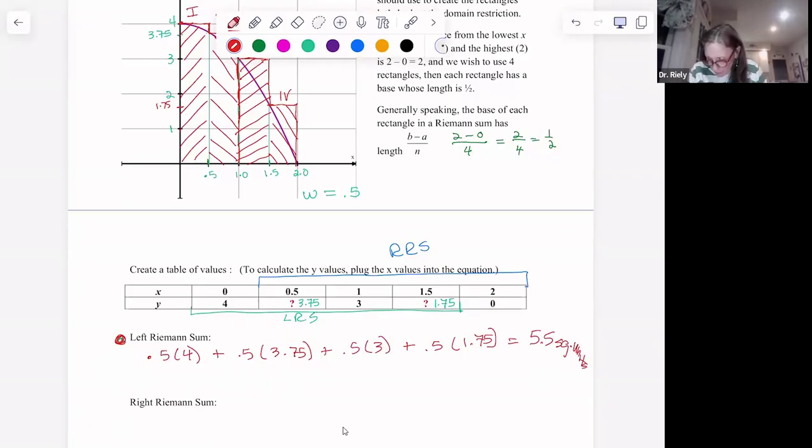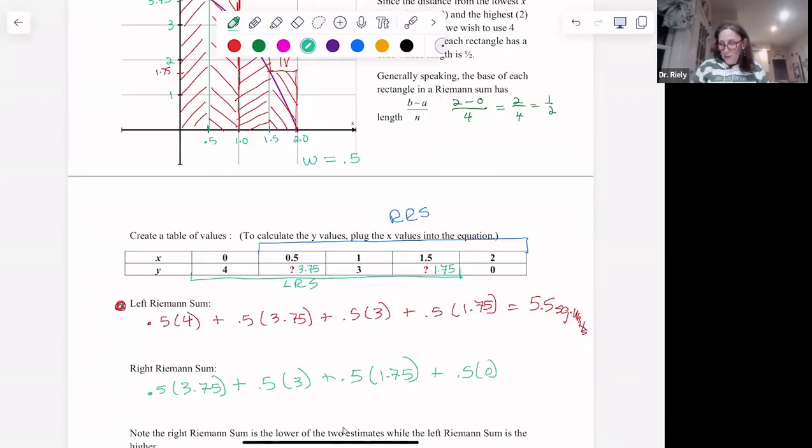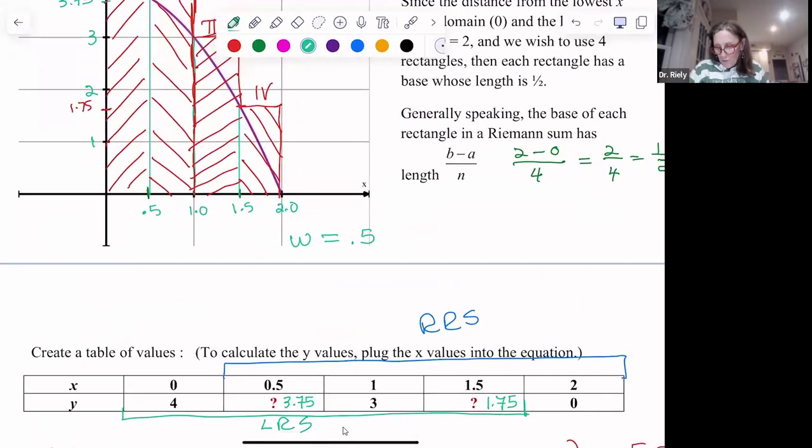So then I'm not going to draw in the right because it'll get too messy, but I'll change it to green. I know they're all going to be 0.5 again. Start with the second y value, which is the 3.75, plus 0.5 times 3, plus 0.5 times 1.75. Now you're going to pick up the last one, plus 0.5 times 0. Do you see why that's going to be 0? If you're going from the right, that's a 0 right there. If you go across, it's going to be right here. So that's your first rectangle.